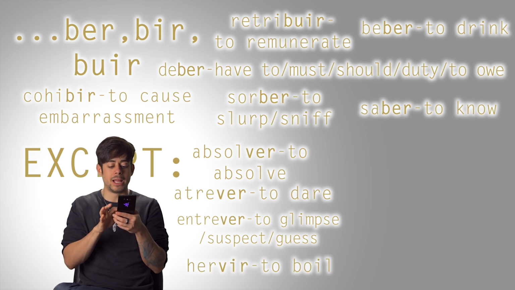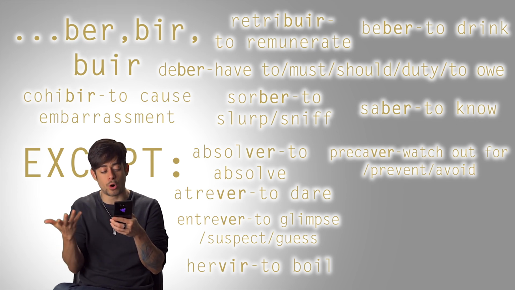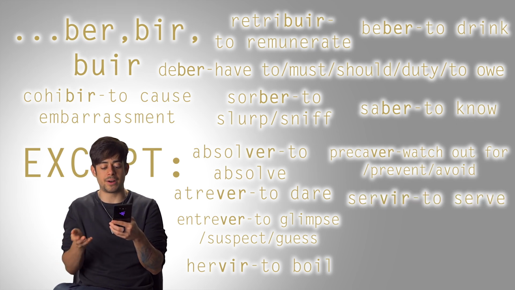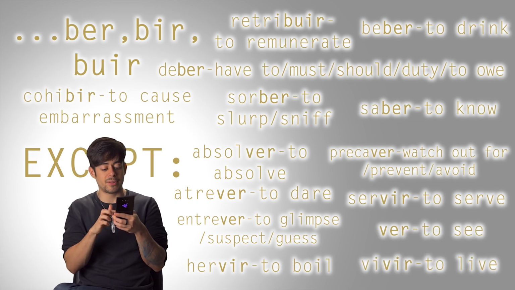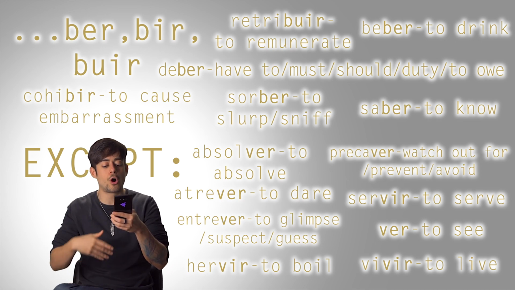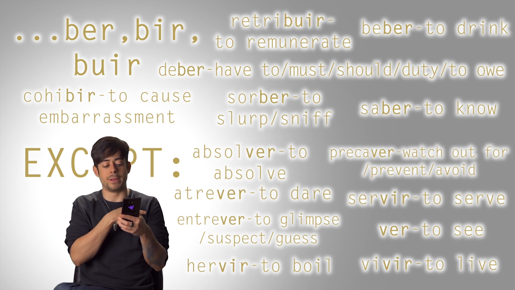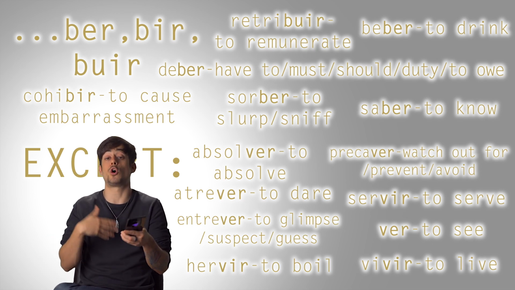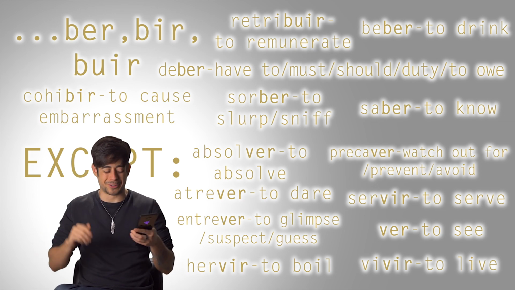Hervir, to boil. Precaver, to watch out or to prevent, to avoid. Servir, to serve. Ver, to see. Vivir, to live. And their verb tenses and derivatives. So, for example, servidor, servant, hervidero, cauldron or hot spring. Convivir, to live with, to coexist. Or vivienda, a home or a flat. Two more and we are done.